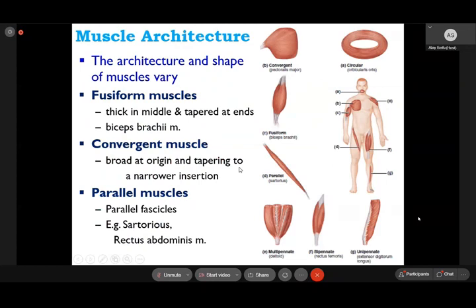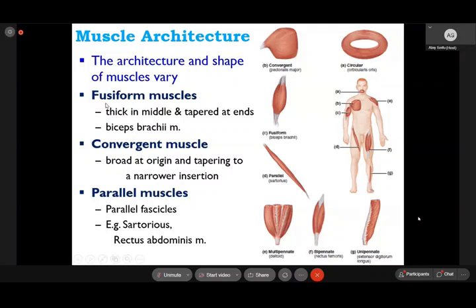Now let's see some architecture. That means the organization of the fibers and tissue. You know, the names may still incorporate it, but mainly the architecture of the fibers of the muscle is related with its function.